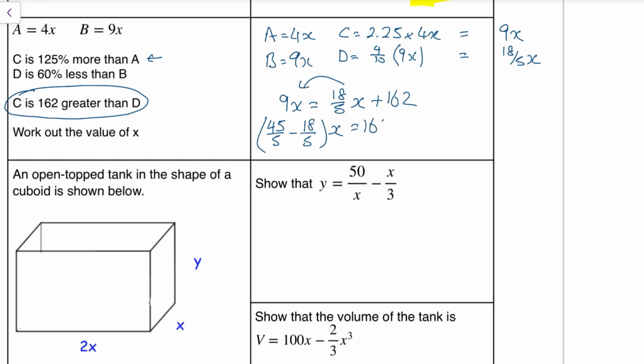is equal to 162. This could be a non-calculator question. It's just not a very nice one. I'm going to do it on my calculator. So 45 minus 18 is going to give me 27 over 5x. Okay, that just cancelled down, doesn't it? That's a bit nicer. So 27 over 5x is equal to 162, and 162 divided by 27 is 6, and 6 times 5 is 30, which means that x is equal to 30.